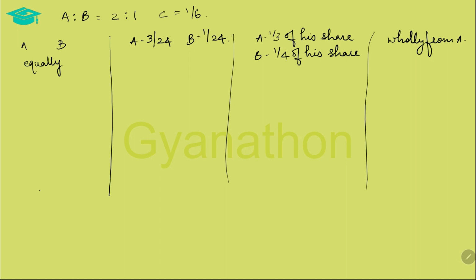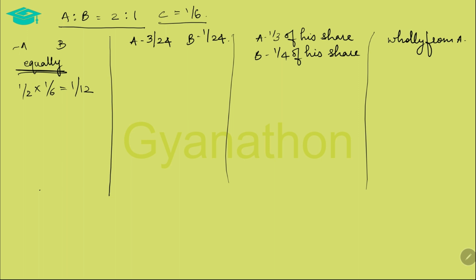Let us discuss some types of problems that can come here for calculation of the new profit sharing ratio. As in our previous example, let us assume that A and B are partners sharing profits in the ratio of 2:1. They take in C for 1/6 of the share, which is contributed by A and B equally. Then we take 1/2 of 1/6, that is 1/12, and we deduct 1/12 from A's share as well as B's share.